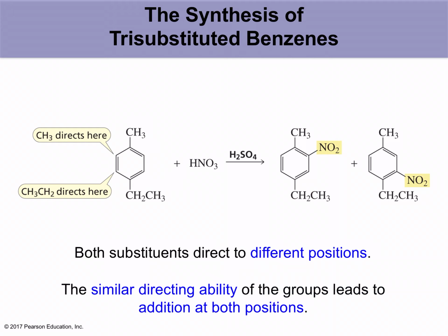And now here you have a methyl and an ethyl. So methyl, ethyl, they are ortho-para directors. These two are ortho to this one, and these two are ortho to this one. Okay, so both substituents direct to different positions. The similar directing ability of the groups leads to addition at both positions. So there is not much of a difference between the methyl and the ethyl. Similar activation through induction. So we will get a mixture of both positions. Okay, nitration at both positions. This is ortho to this group. This one ortho to this.